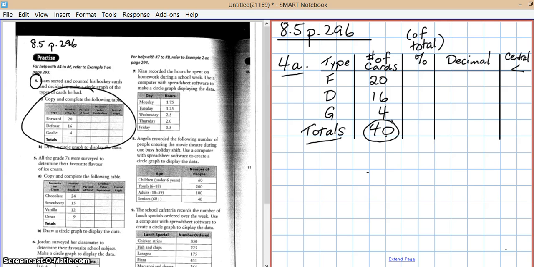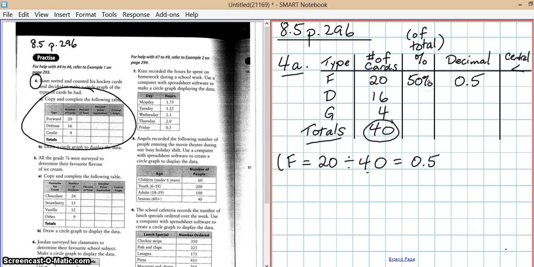Now what we need to do is calculate the percent of the total. Remember, for these types of questions, you are allowed to use your calculator. I'm just going to put down a reminder down here. For the forward, he has 20 cards. The total is 40. So 20 divided by 40, if you punch that in your calculator, you'll get 0.5. I'm going to fill out the decimal column here, 0.5, which is 50%.